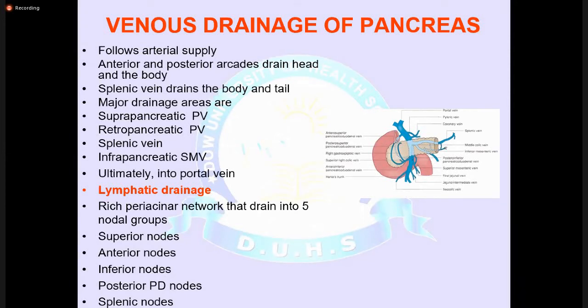The venous drainage again follows the arterial supply. The anterior and the posterior arcades drain the head and the body. The splenic vein drains the body and the tail. So you have the major areas of drainage into the suprapancreatic portal vein, the retropancreatic portal vein, the splenic vein, and the infrapancreatic superior mesenteric vein. So its ultimate drainage will be into the portal vein. So again, superior pancreatoduodenal and inferior pancreatoduodenal. These are the veins, and ultimate drainage will be into the portal vein.